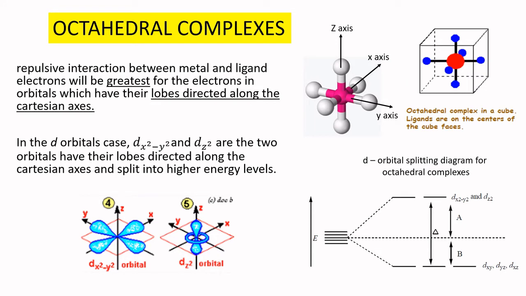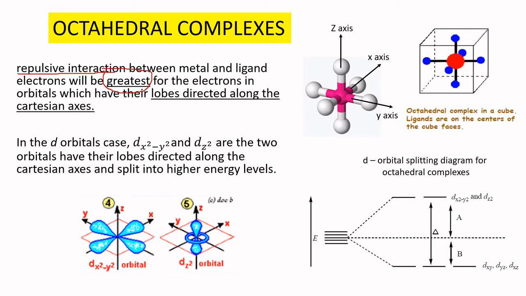As you already know, complexes can have different types of geometry. In this part, we are focusing on 3 different geometries: the octahedral, tetrahedral, and also square planar. Let me brief you on the octahedral complexes. In octahedral complexes, the repulsive interaction between metal and ligand electrons will be greatest for electrons in orbitals which have their lobes directed along the Cartesian axis. When ligands come in, the energy will increase because there is repulsive interaction. Metal has electrons, ligand also has electrons, but when they meet up, they tend to repel. That is what we mean by repulsive interaction.